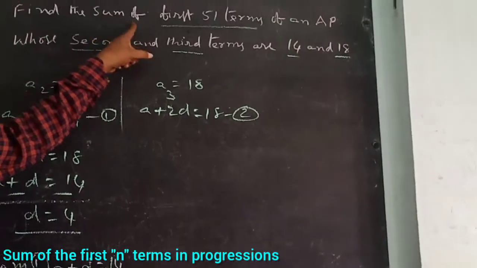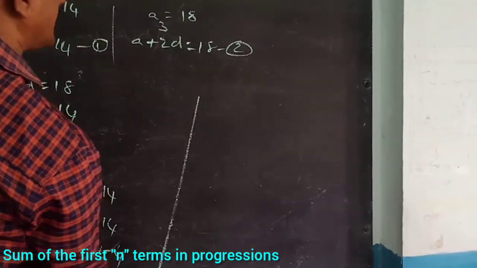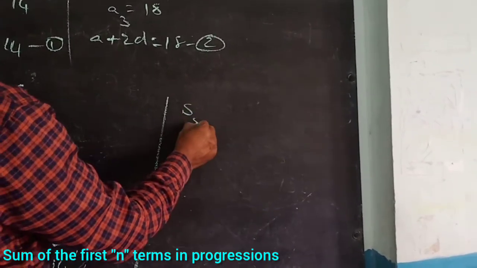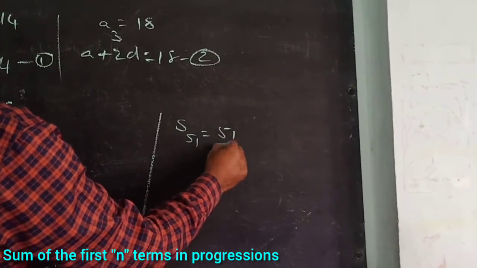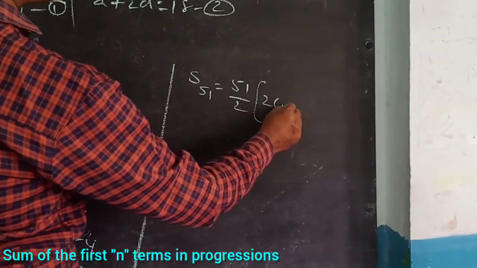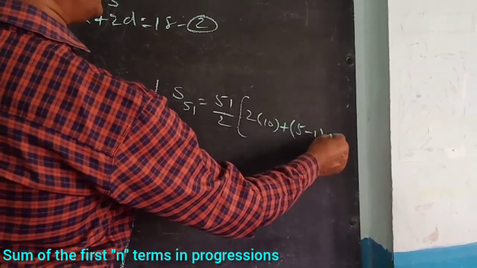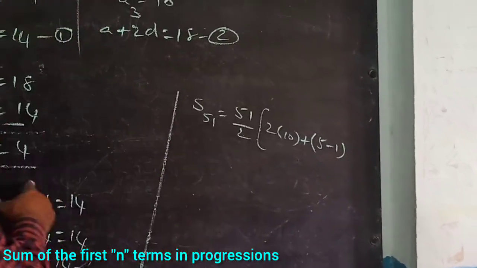Then find the sum of the first 51 terms. S51 is equal to 51 by 2 into (A value 10 plus n minus 1, 51 minus 1, into D value). What is it? 4.